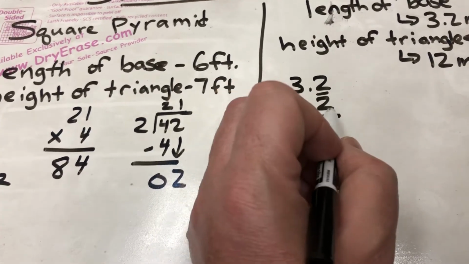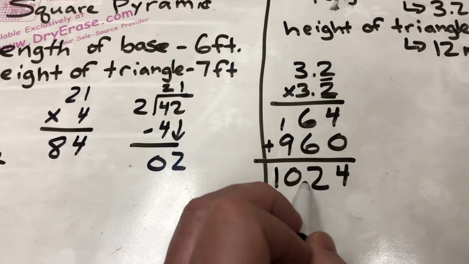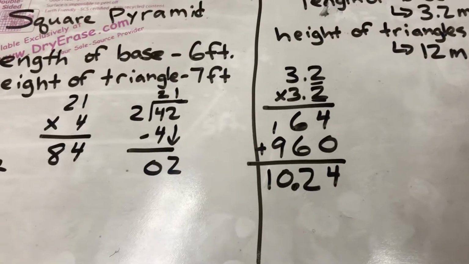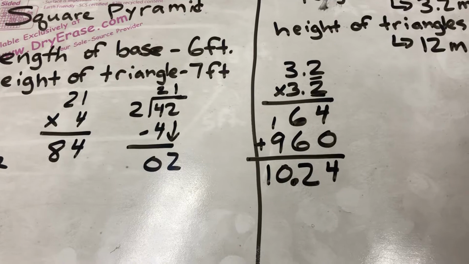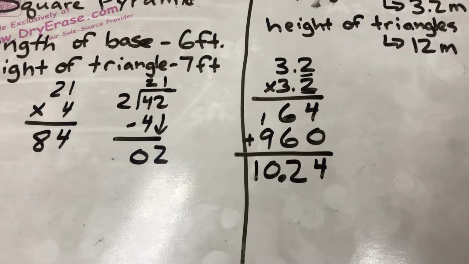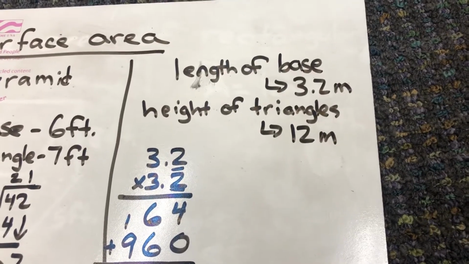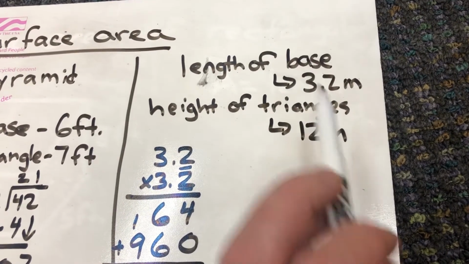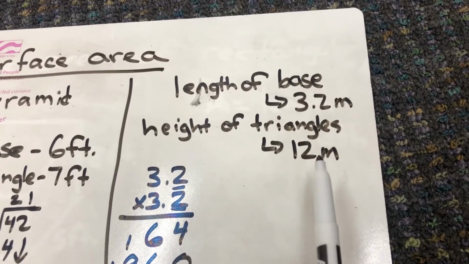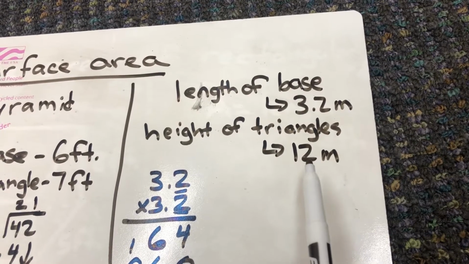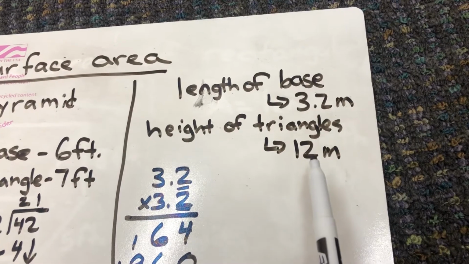There are 2 numbers that come after the decimal in my problem. So 2 numbers need to come after the decimal in my answer. The area of the square is 10 and 24 hundredths meters squared. So for the height of the triangles, once again, there are going to be 4 of them. So it's base times height divided by 2. Well, I'm going to save a little time, and I'm going to go ahead and divide this by 2 already. So instead of multiplying it by 12, I'm going to multiply it by 6.